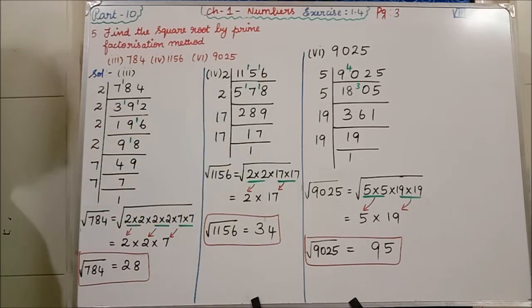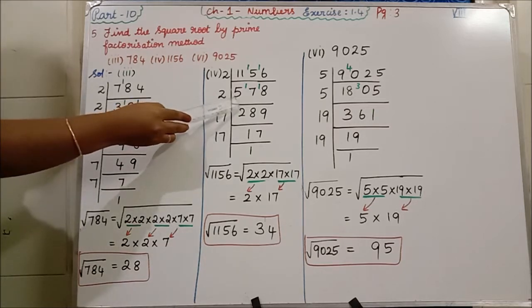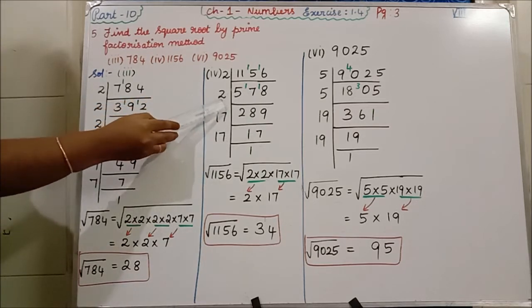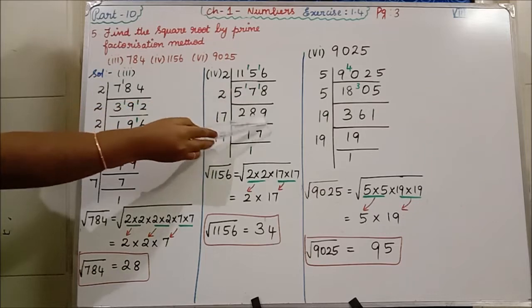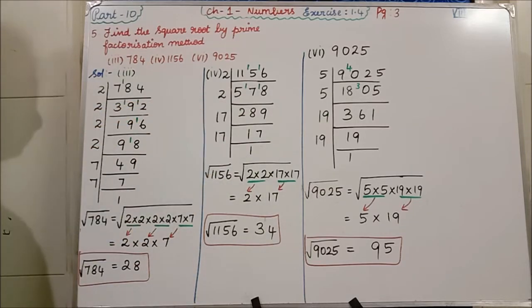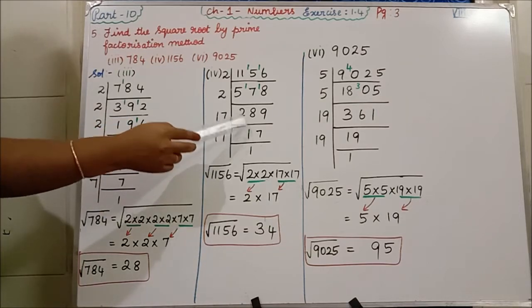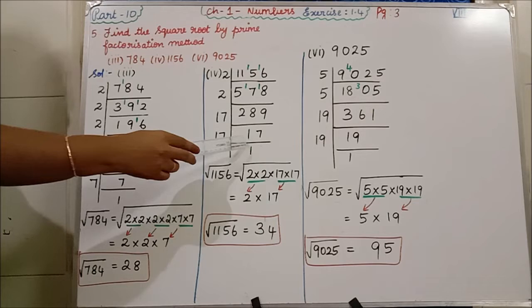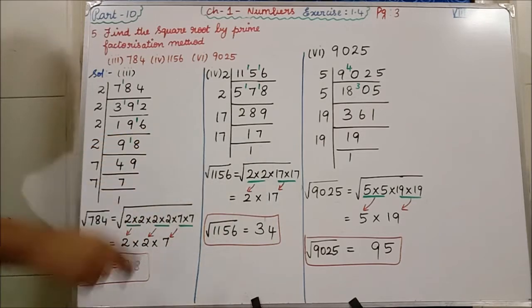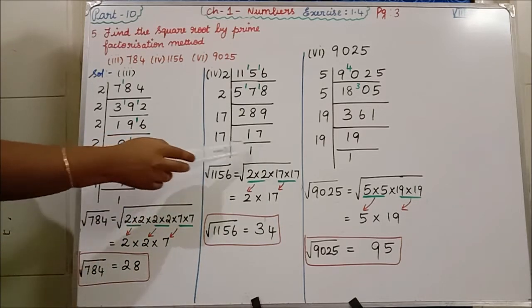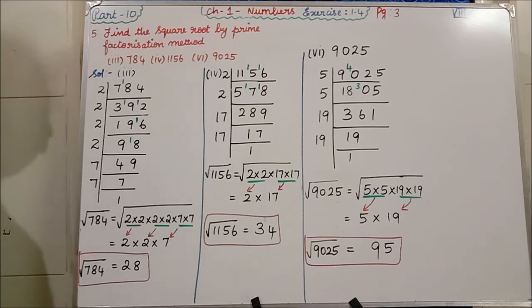Again it is ending with an even number, 2 table. So 2 2s are 4. Extra 1, 17. 8 2s are 16. Again 1. 9 2s are 18. Here 289 will come only in the 17 table. 17 into 17 is 289. 17 is a prime number, so it will come only in the 17 table. So 1 17 is 17. Clear?